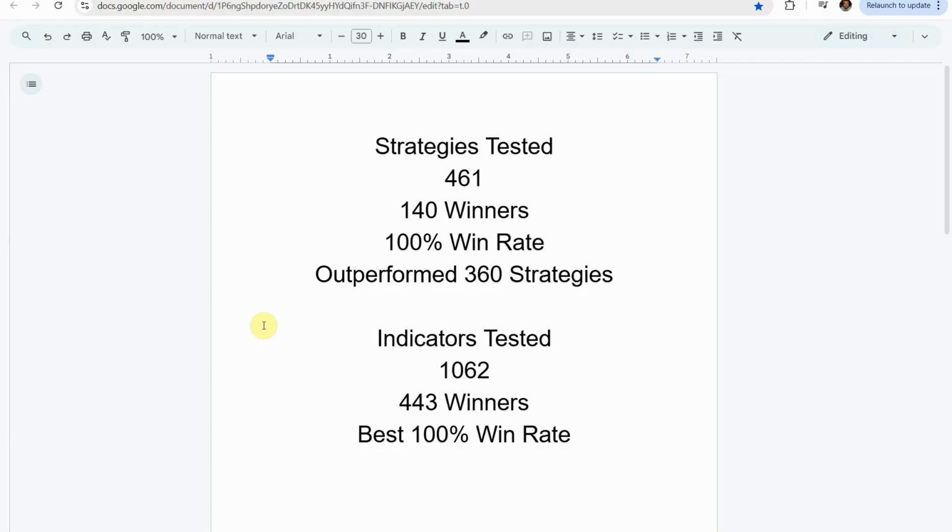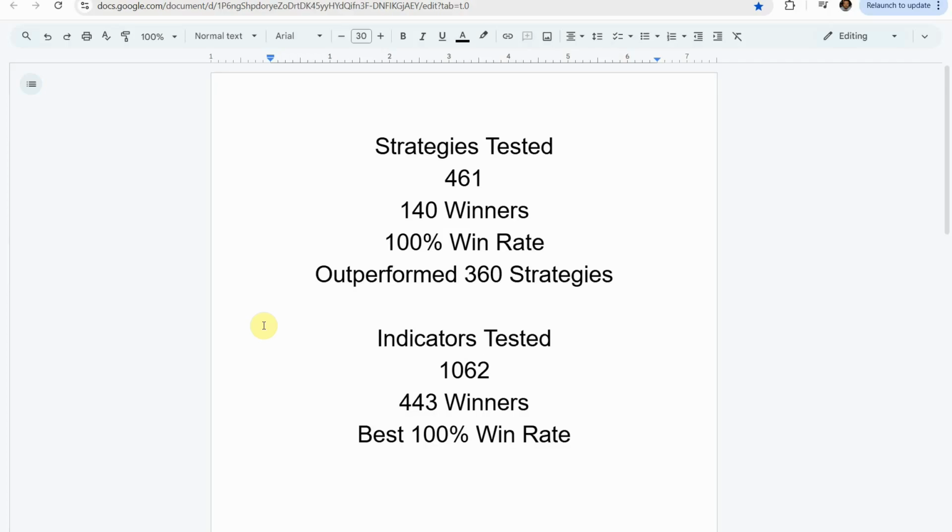Alright, as I said, today we will be testing a Forex scalping strategy. Before we do though, I wanted to put the testing scoreboard up for everyone to see. So to date, we have tested a total of 461 different strategies, with 140 of them being winners. The best one so far was able to achieve a 100% win rate.